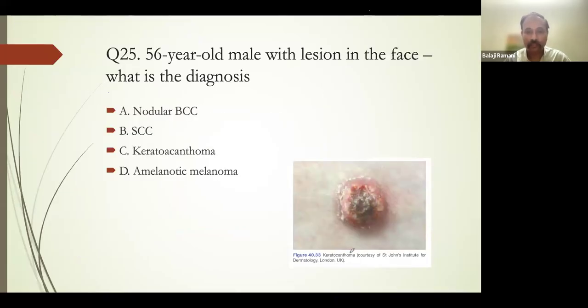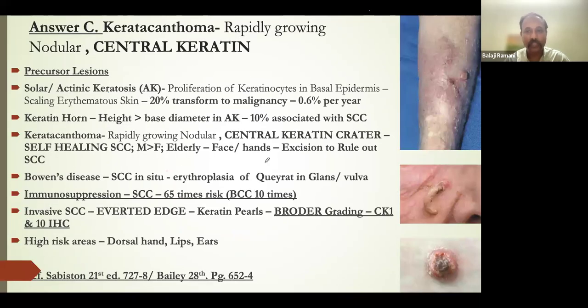So what is this lesion? This is your classical keratoacanthoma. You can see the raised lesion with a central ulcerated crater. So this is keratoacanthoma, which is a self-healing SCC, as it is called, with a central keratin plug. So the lesions, as we already discussed: actinic keratosis with a 10 to 20% risk of malignancy, keratin horn with around a 10% increased risk of SCC, keratoacanthoma, which is a self-healing SCC.